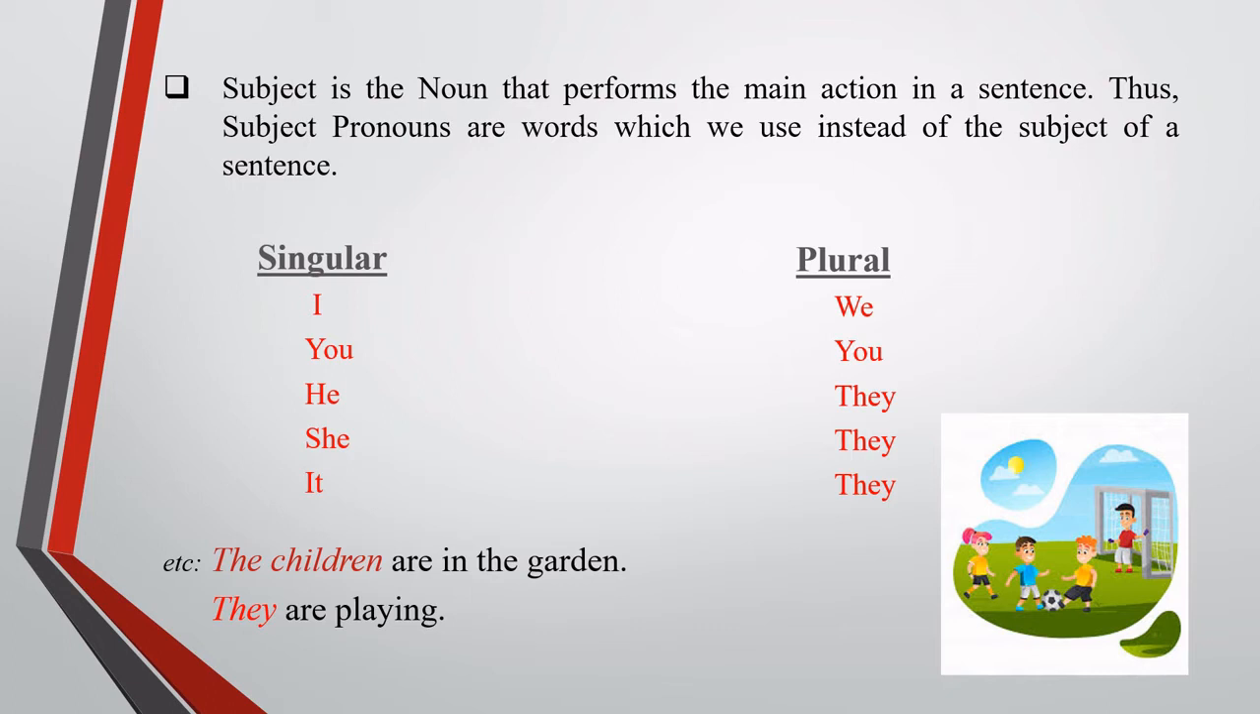The children are in the garden. The words "the children" are the subject of the sentence. As it is a plural noun, we need to use "they" as the subject pronoun. They are playing. By replacing the subject with a subject pronoun, we can avoid repetition. Thus, without repeating the noun "the children," as in "The children are playing," we can use "they." They are playing.